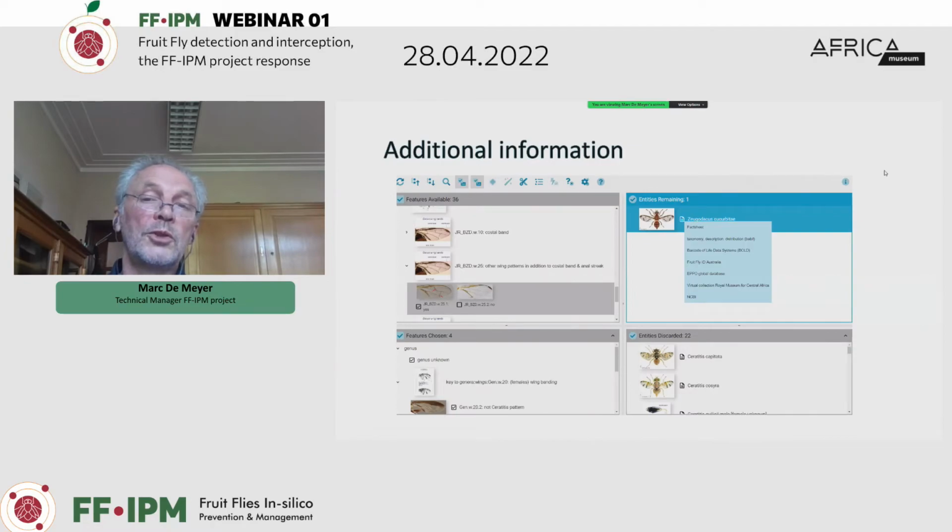And also because of the digital format, once you have made an identification, like in this case, one entity remaining, you can link it to a lot of additional information. You can provide hyperlinks to other websites where you will find a more detailed description, where you will find a distribution map, where you will find molecular tools to identify them. So it is a very easy way for the non-specialist to be assisted in his identification.